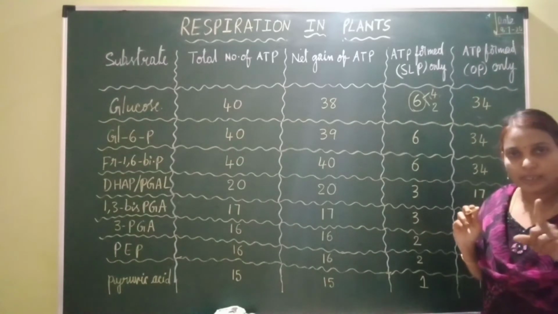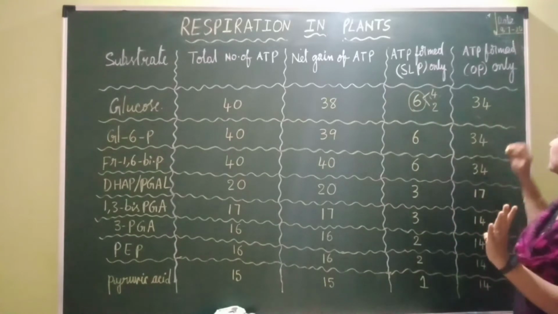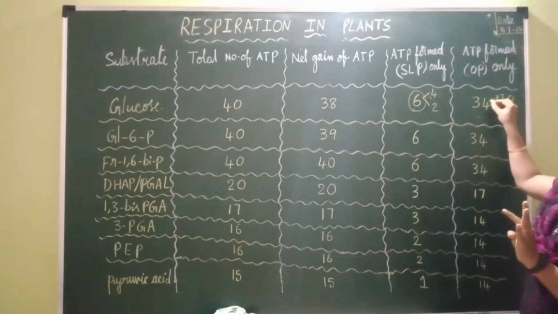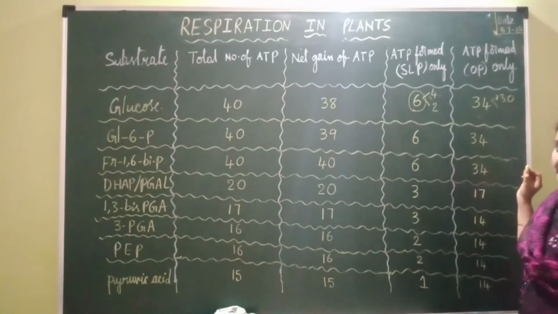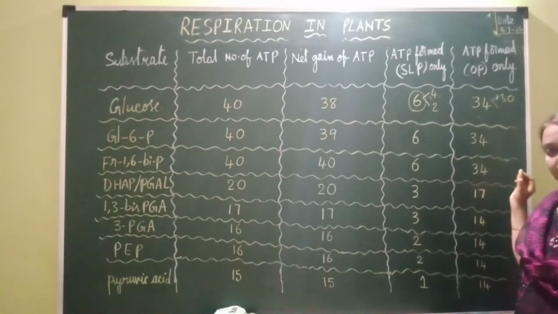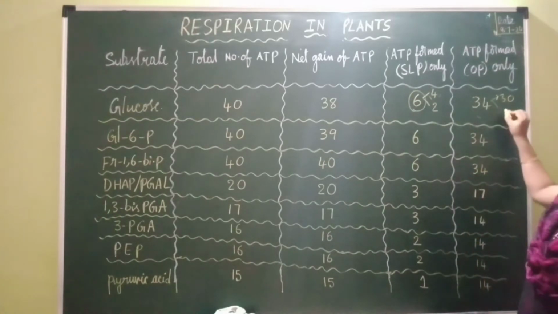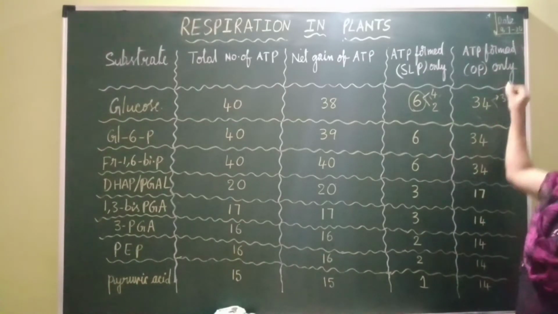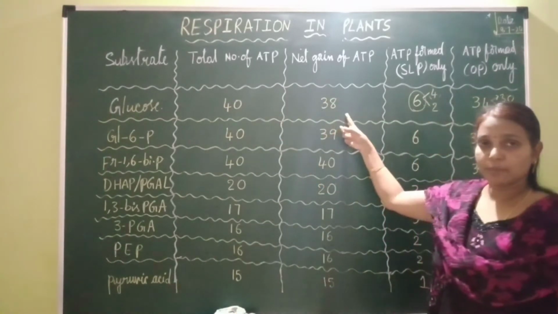1 NADH2 is equal to 3 ATP. So 10 NADH2 into 3 ATP is 30 ATP. 30 ATP are formed through NADH2. And then 4 ATPs are formed through FADH2. During Krebs cycle, 2 FADH2 are released. 1 FADH2 is equal to 2 ATP. So 2 FADH2 into 2 ATP is 4. So 30 plus 4, 34 ATPs are formed through oxidative phosphorylation only. So 34 plus 6 ATP, totally 40 ATP, but the net gain of ATP is 38.